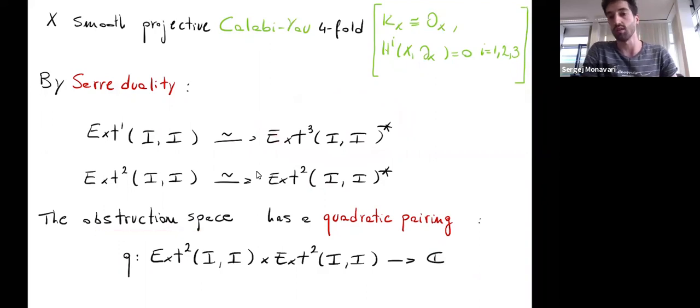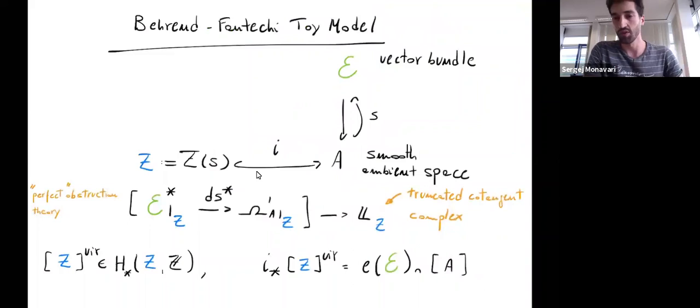So we really need Serre duality here, so we really need the Calabi-Yau condition. Now I want to explain how one can use this unique feature, this quadratic pairing, to construct some virtual classes, at least roughly speaking. However, before doing that, let me review a little how the classical construction goes of constructing virtual fundamental classes.